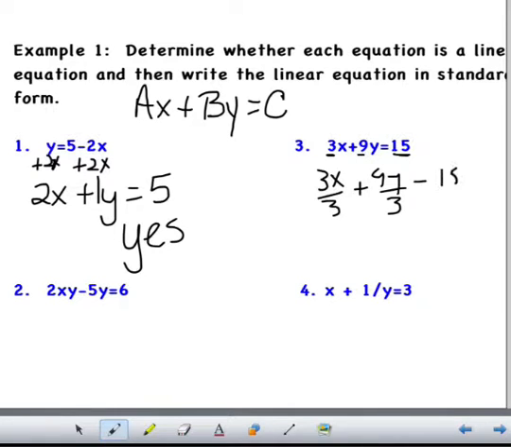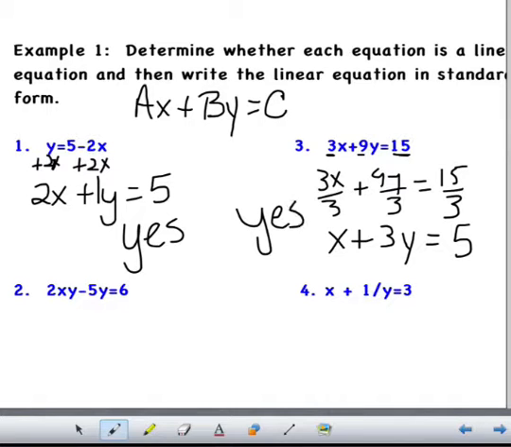Can I do that to the equation and not change its value? Yeah, I can do anything I want to as long as I do it to both sides. So that's really just going to be x plus 3y is equal to 5. So yes, it is in standard form, and there it is in its simplest form. It is a linear equation, and there it is in standard form.